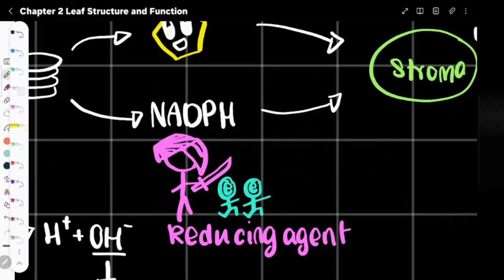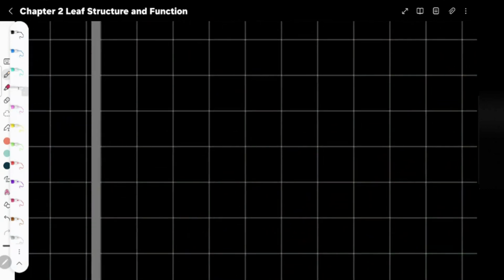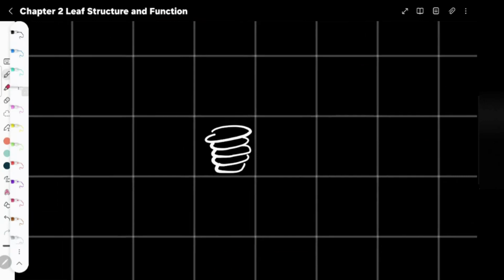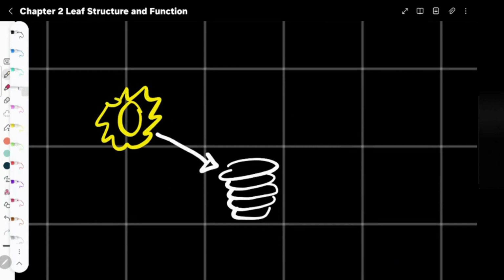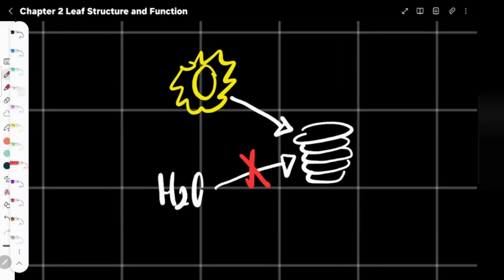Okay, so just in case you are still confused, let's do it together, just one more time. So light dependent, where does it happen? In the thylakoid. Thylakoid looks like this. Now, what will be the first thing that will be there? First of all, sunlight. So sunlight will be accepted. And then you also need water, so there's going to be water here. Water wants to be here, but suddenly it got rejected.